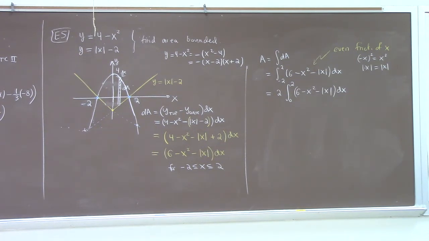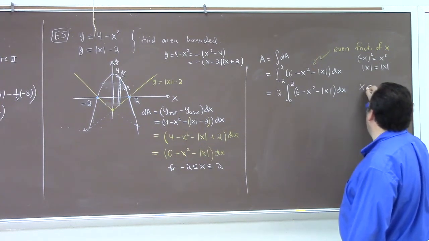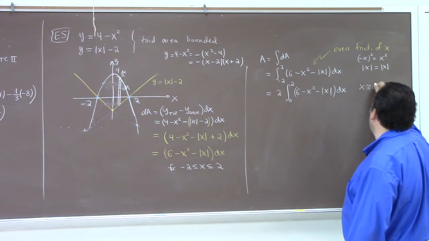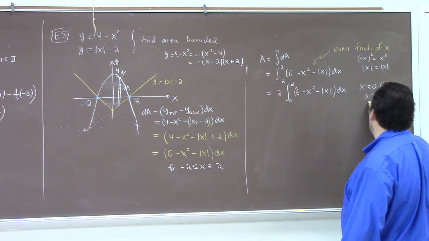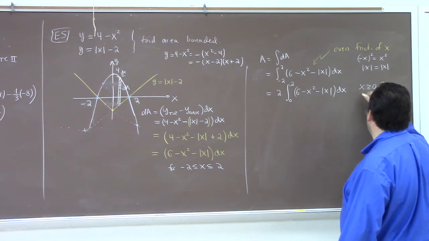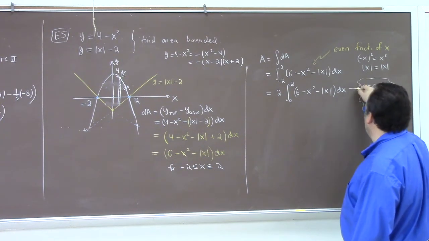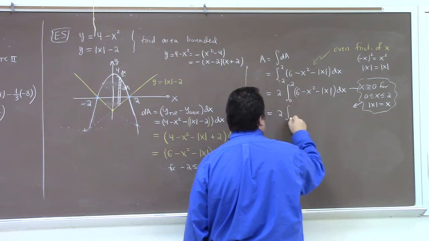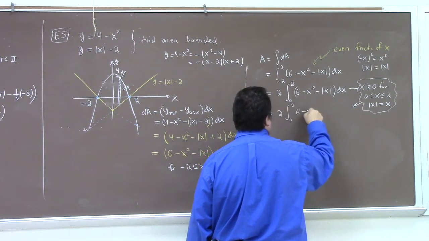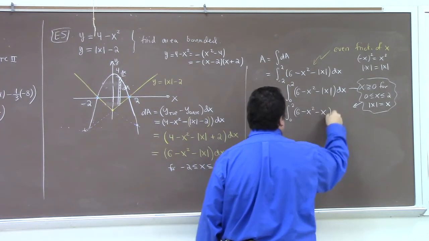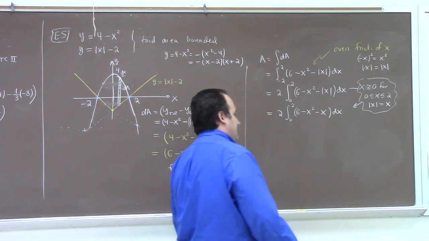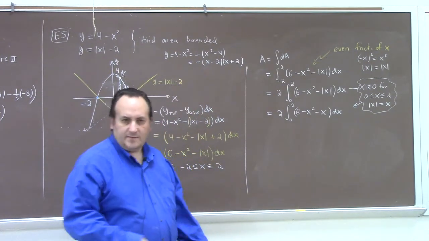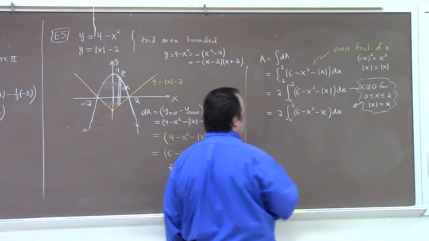Now, if x is positive, right, x is non-negative, so notice this, x is greater than or equal to 0 for 0 less than or equal to x less than or equal to 2, right? So the absolute value of x is equal to x. So we can trade the integral we have for an easier one to think about, 2 times the integral from 0 to 2 of 6 minus x squared minus x. Because we're always just in the positive case of the absolute value function, right?